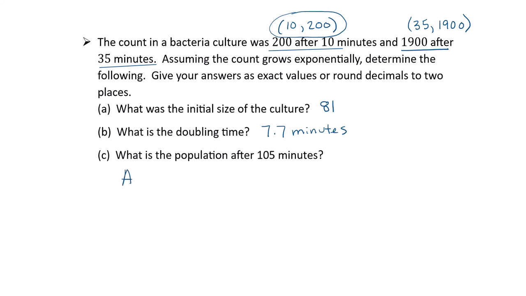Well, let's go ahead and write what our model is. The model is A of t equals 81.27 e to the 0.09005167119 t. Now, if we want to know what the population is after 105 minutes, we're finding the amount at 105 minutes.